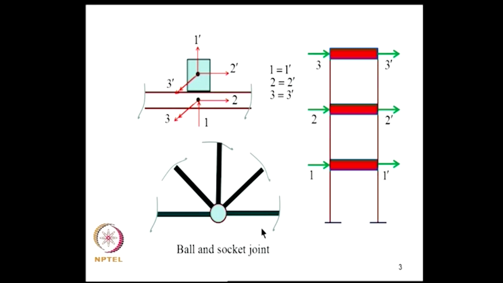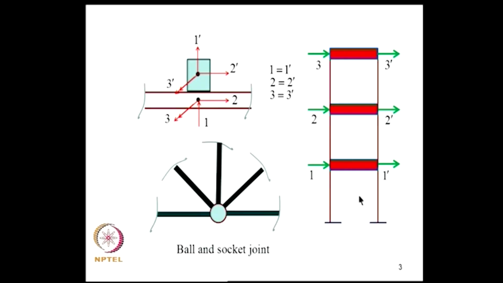Similarly, in a ball and socket joint, if several members meet at a joint, they share the common translations, say for example, in this direction and in the y direction, but each member can rotate independent of the others. This is not a rigid joint. So, they can rotate independent of each other.